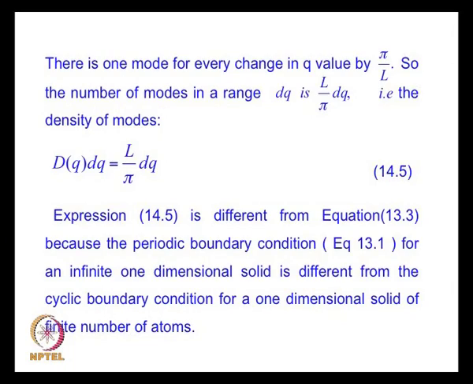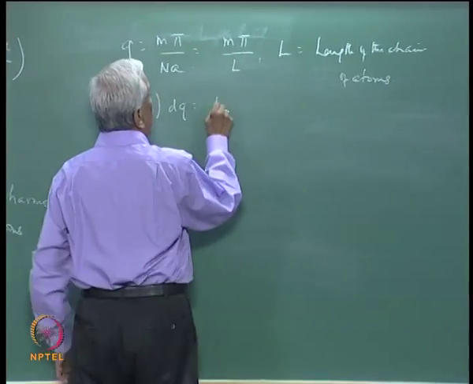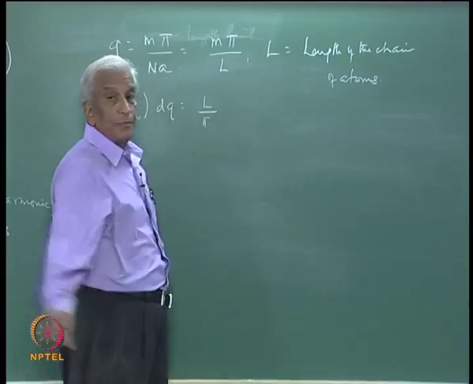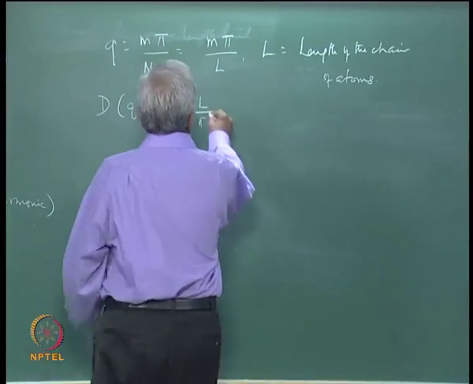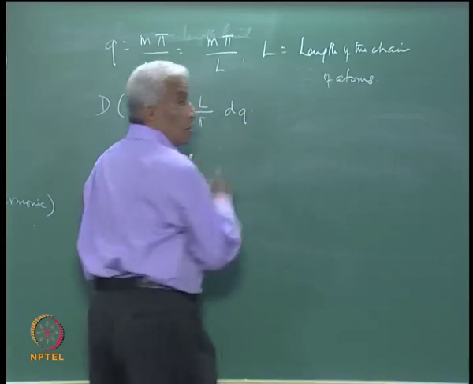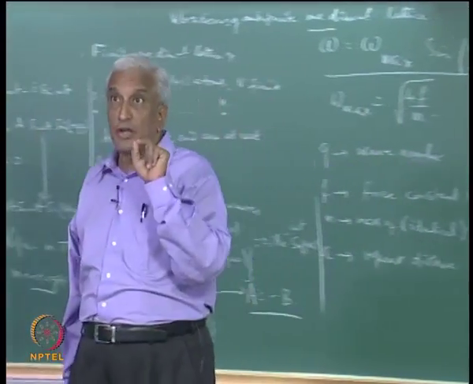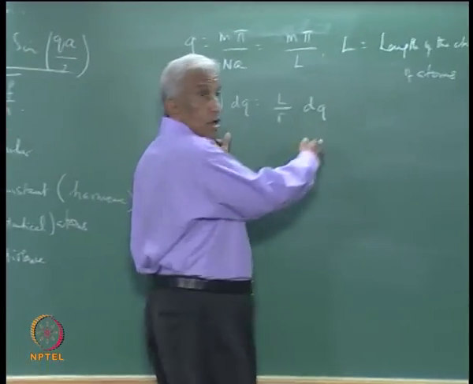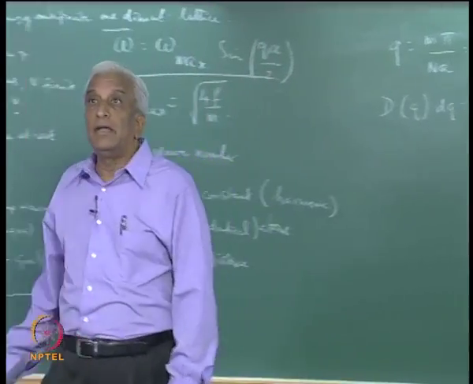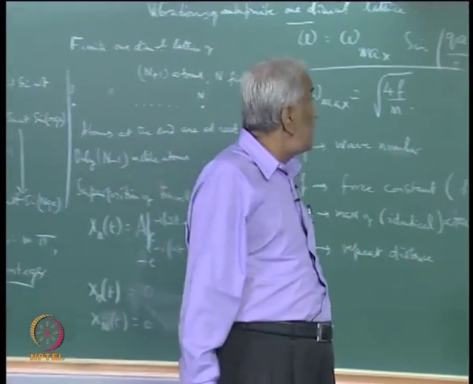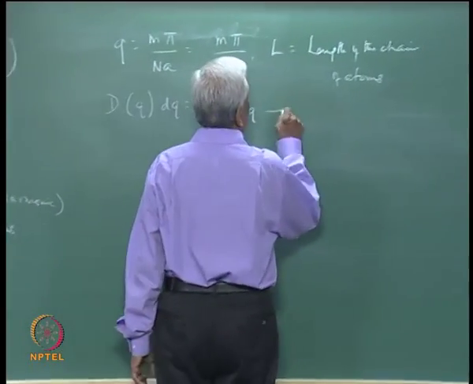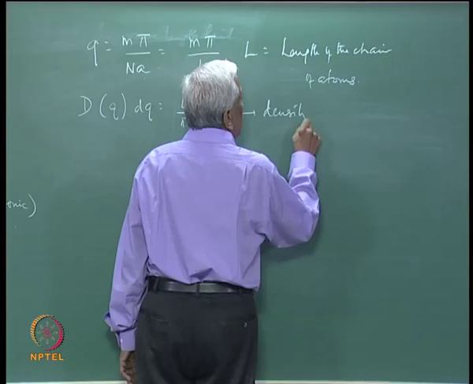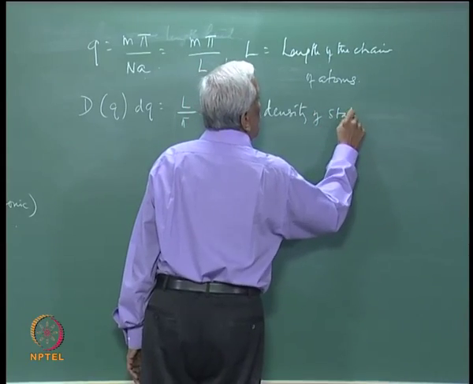We get the density of modes d of q, which will be L by pi times dq. L by pi is the number of modes per unit q value, length in q space. So, if you take an interval dq around the q value, it is L by pi dq. So, this is the phonon density of states.